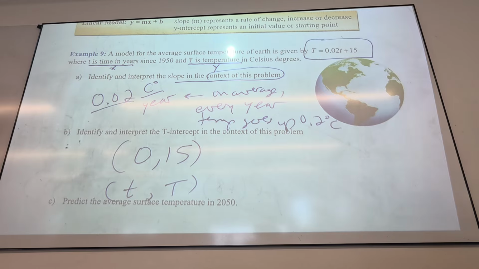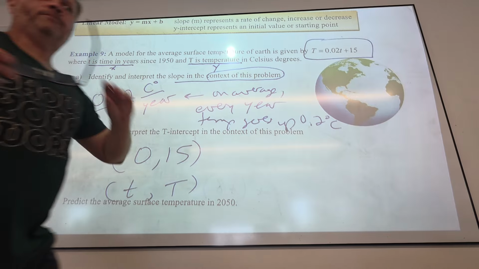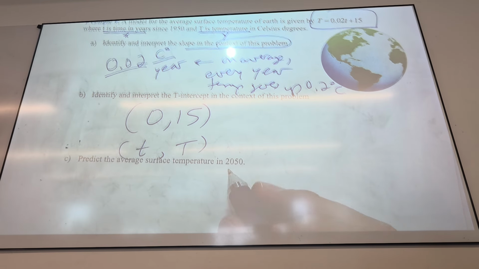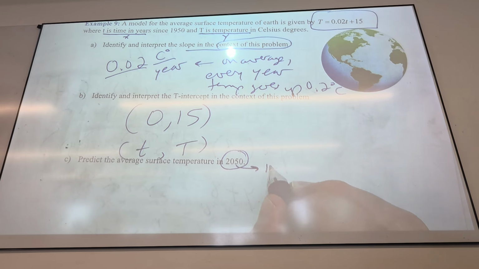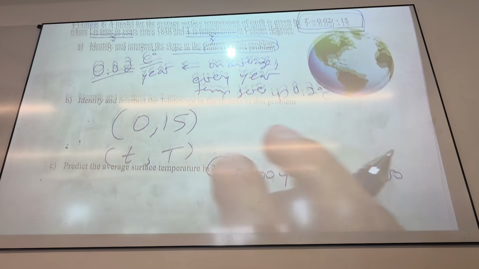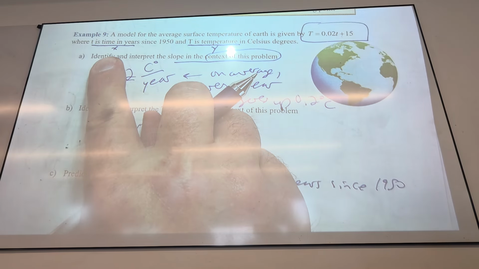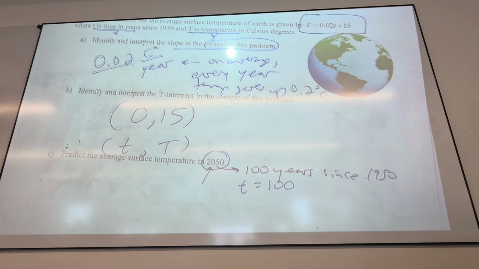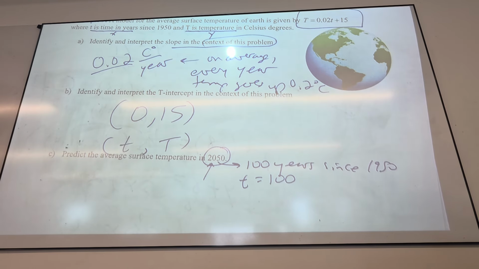Plug it in. That's years. Plug in 100 where? Where'd you get 100 from? So the year 2050 is 100 years since 1950. Exactly. And which variable controls that? Lowercase t controls that. Is that cool? So lowercase t is years since 1950. So to calculate this, I'm going to plug 100 in. Now that's making a huge assumption, that this continues like this.